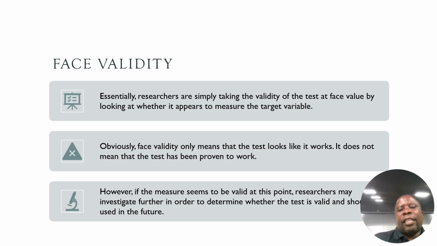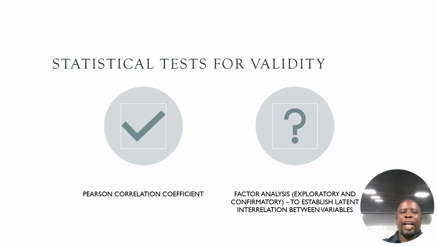Face validity is just judging at face value. So a researcher is simply taking the validity of a test at face value by looking at whether it appears to measure the target variable. So it's just, you just measure: is it valid? Is it measuring what I want it to measure? You do it at face value.